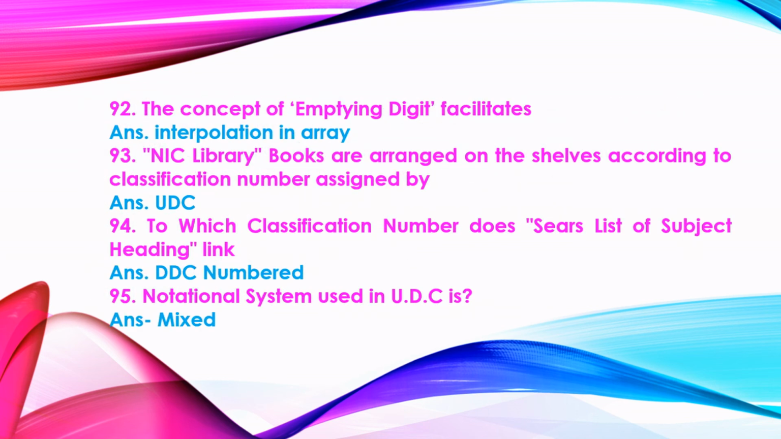The concept of empty digit facilitates interpolation in array. Library books are arranged on the shelves according to the classification number assigned by UDC. To which classification number does Sears List of Subject Headings link DDC numbers? Notational system used in UDC is mixed.